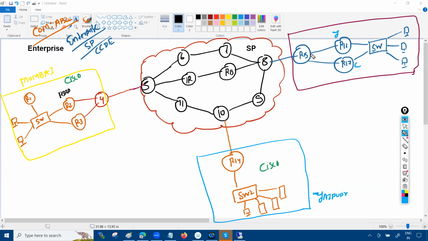So in that case, you cannot go with the HSRP protocol, right? You have to go with the VRRP protocol. So we are running VRRP between R16 and R17 so that we can make high availability over there.